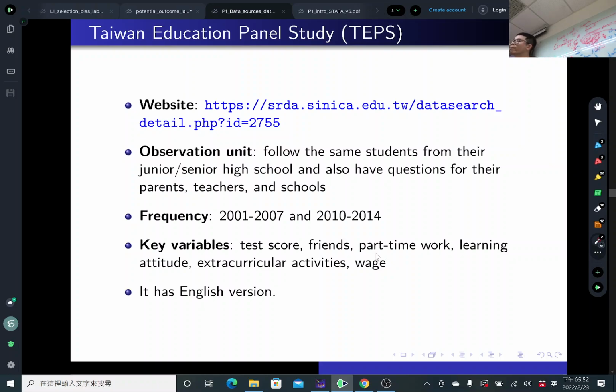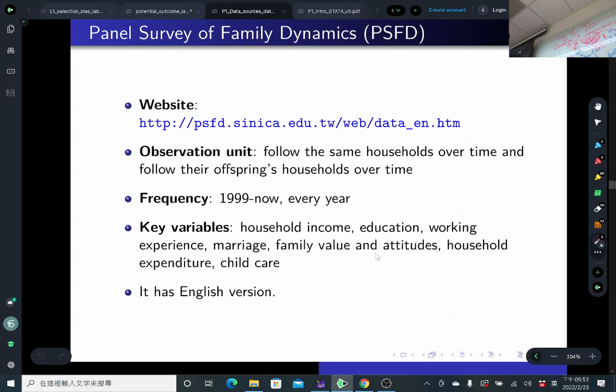Next, I want to ask what is family value and attitude. Oh, this? It's about, for example, they might ask whether you think females should work at home, or should stay at home or not, something like this. Do you agree or not? A female should stay at home, a male should go to work, something like what is traditional value. Yeah, especially the Taiwanese traditional value. Yeah, they might ask.